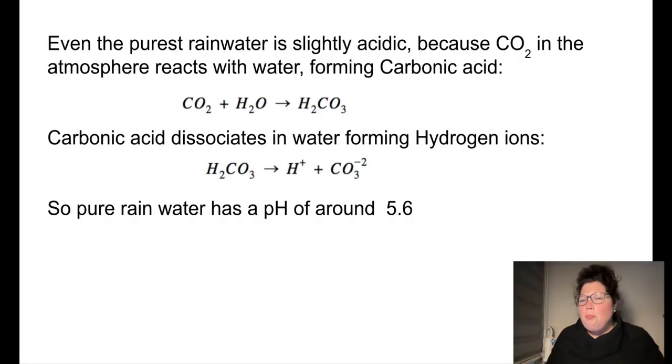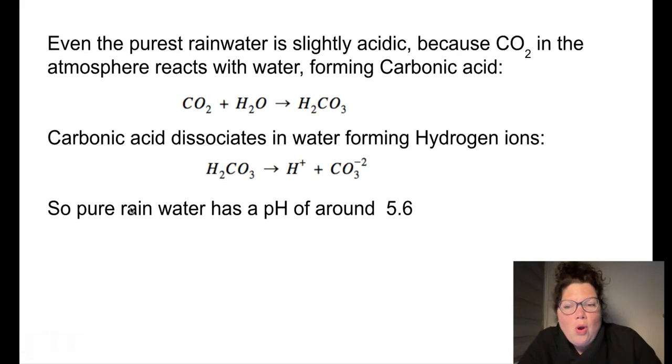Okay, let's talk about just the purest rainwater. Because there is so much CO2 in our atmosphere, it actually produces acidic rainwater naturally. It forms carbonic acid. Water vapor and CO2 are going to mix together and form carbonic acid. Then this carbonic acid is going to dissociate, forming a hydrogen ion. So we have the carbonic acid, and then that H+ separates. And that H+, as we remember, is what lowers the pH, making something more acidic.